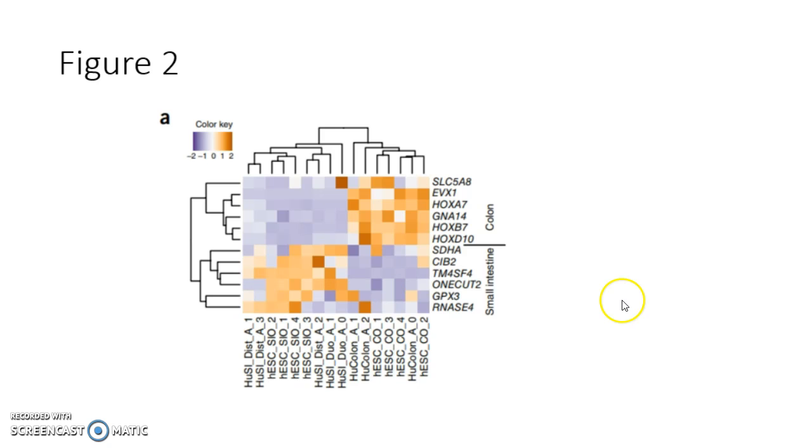So this is just confirming that the small intestinal samples are not colonic samples. So these are the markers for the colon, these are the markers for the small intestine. They are different as they're supposed to be, and this is just another RNA-seq further proof that these are in fact colon-type cells.